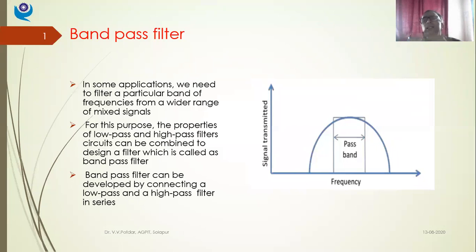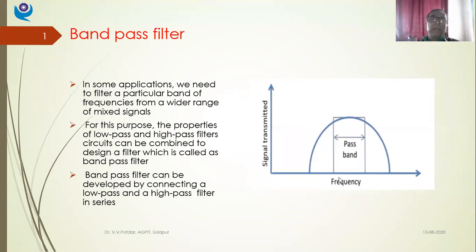So normally these band pass filters are a combination of my low pass filter and high pass filter, isn't it? So if you combine and decide the frequency band, only the band between the low pass and high pass will be allowed. For this purpose, the properties of low pass and high pass filter circuits can be combined to design a filter which is called as band pass filter. Band pass filter can be developed by connecting a low pass filter and a high pass filter in series. So things are very clear.